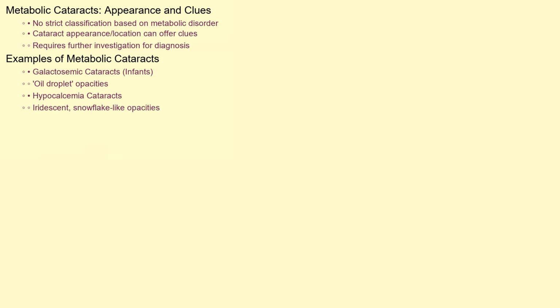While there aren't strict classifications of metabolic cataracts based on the underlying metabolic disorder, the appearance and location of the cataract within the lens can sometimes provide clues about the underlying cause. For example, galactosemic cataracts in infants often appear as oil droplet opacities in the lens. Cataracts due to hypocalcemia are often characterized by iridescent, snowflake-like opacities. However, these are not always definitive and further investigation is always required to confirm the diagnosis.